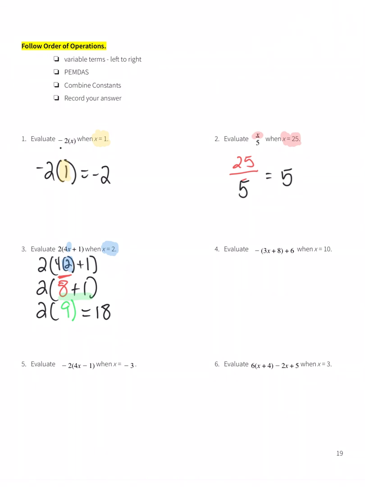All right. Now let's move on to the next one. You can see that this one's a little bit different because it has this negative sign outside of the parentheses. So first thing we're going to do is we are going to write in the given value of x because we know that x is equal to 10. So we have negative (3x plus 8) plus 6. We know the value of x, so we replace it with the number 10.